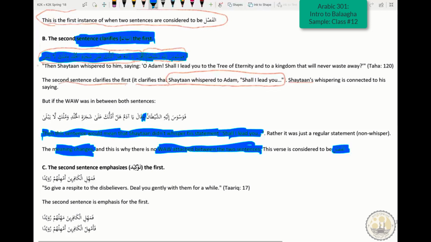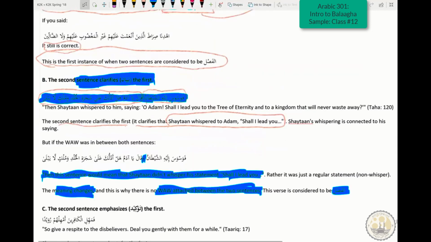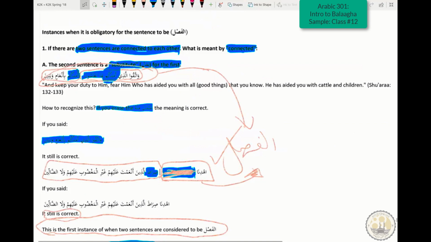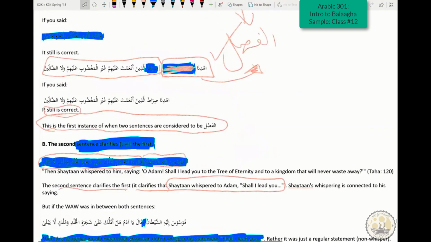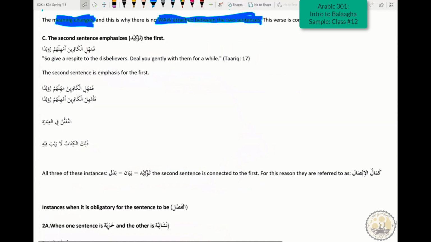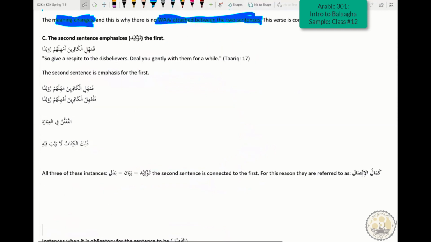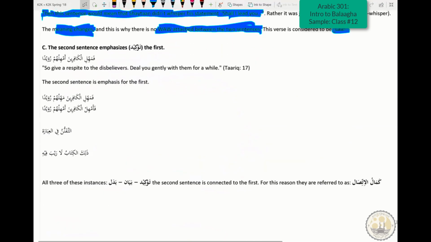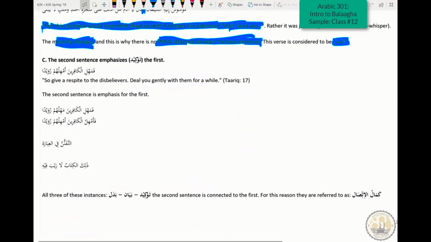Okay, so this is another instance of two sentences being connected to one another. Now, let's take a look at the third instance of there being connection. Okay, and that is when the second sentence emphasizes, yani there's ta'keed to the first.